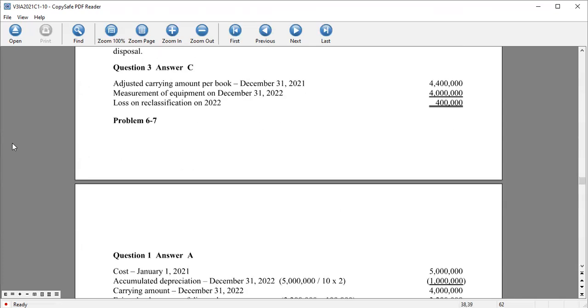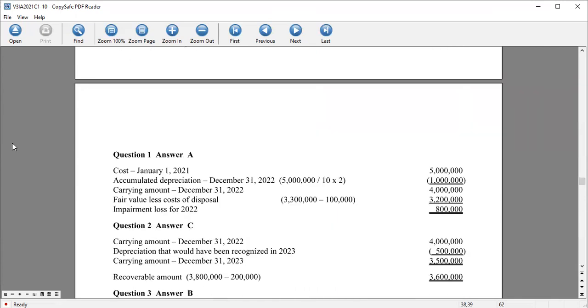Now we go to 6-7, again with the 3 requirements. What amount of impairment loss should be recognized on December 31, 2021? So we have now the impairment loss to be recognized on December 31, 2021. So first, we have the cost on January 1, 2021 for 5 million. And then we have the accumulated depreciation on December 31, 2022. So that's 5 million divided by 10 years and multiplied by 2 years. That's up to December 31, 2022.